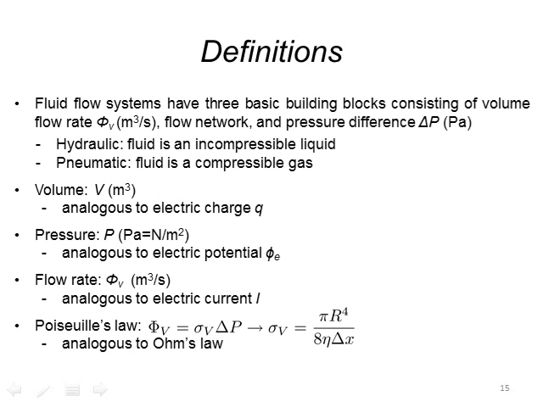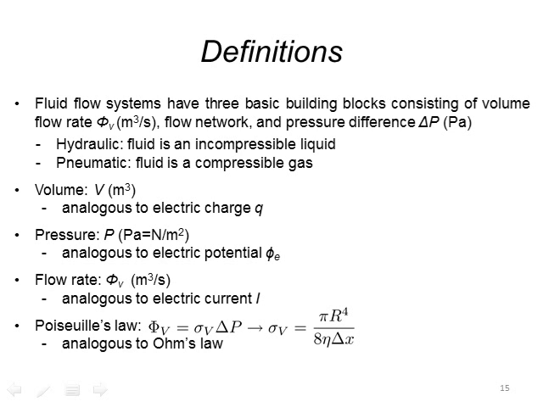So our quantities: volume V with a unit meter cubed. This is analogous to electrical charge. Pressure with a unit Pascal, which is equal to Newton per meter squared, is analogous to electric potential or voltage. Flow rate, phi sub V, and remember this is volume flow rate, meter cubed per second, is analogous to electrical current.